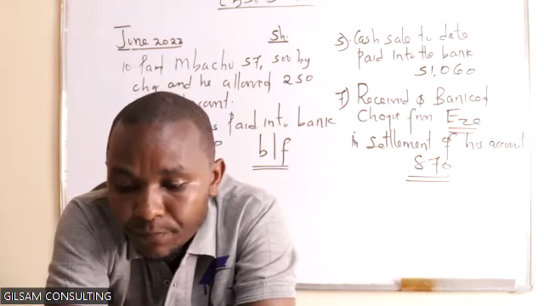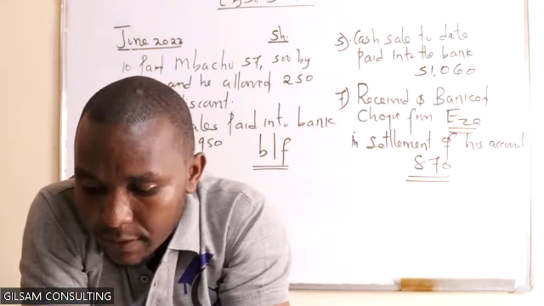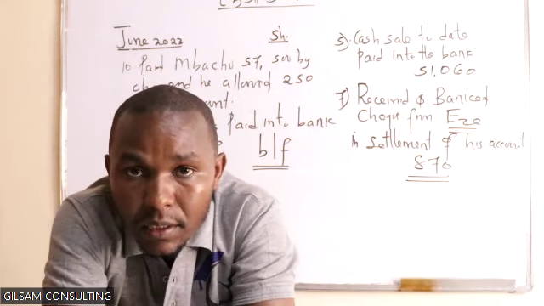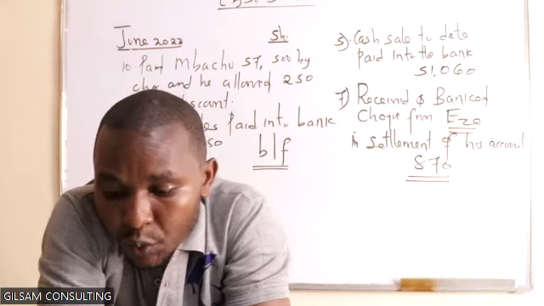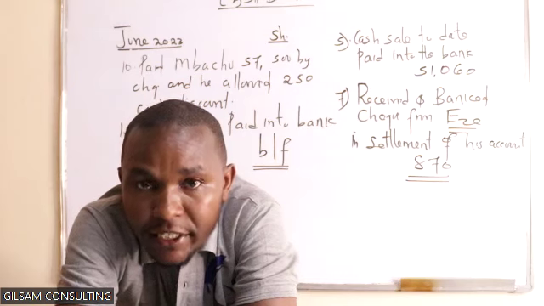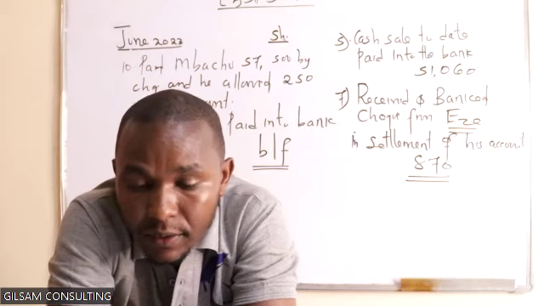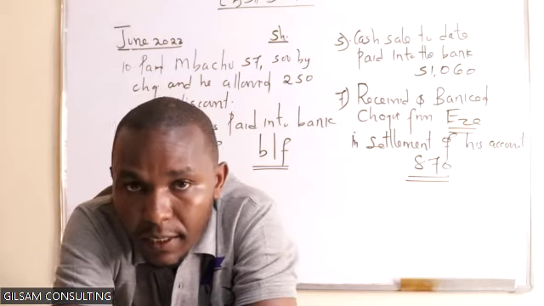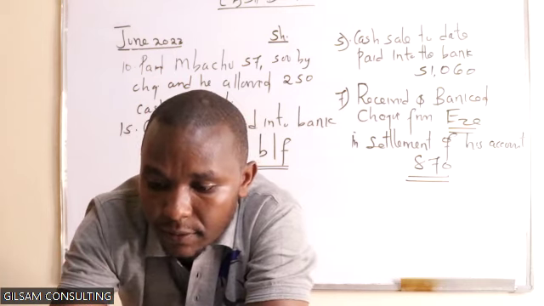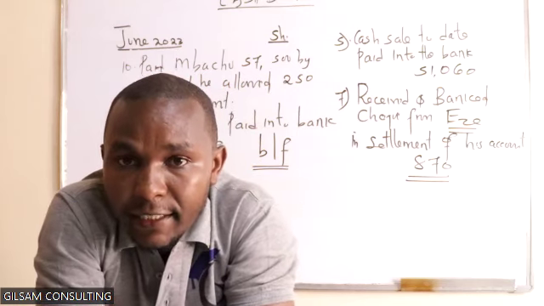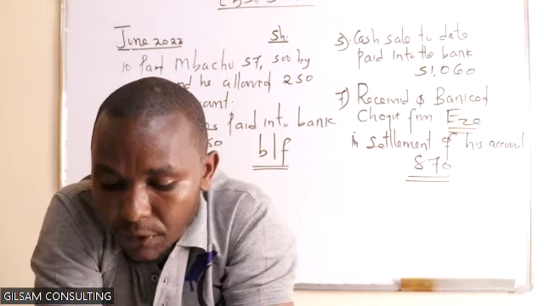Date 25, cash sales to date 70,000. Date 30th, paying of wages: paid wages in cash 15,000. Date 31st, paid rent in cash 40,000.